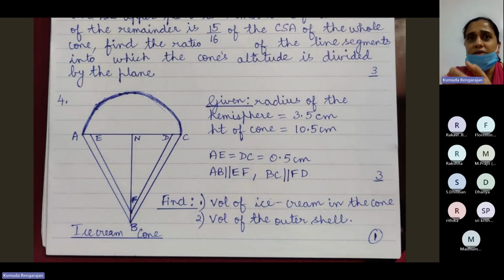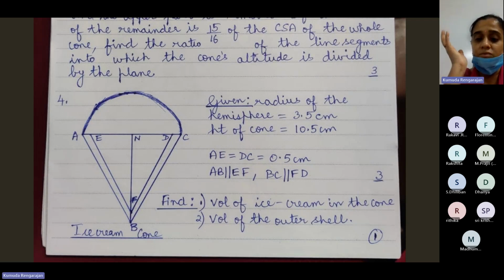So shell is that wafer I was telling. So outer shell, meaning we're talking about the wafer. Shell means the wafer here. So to find the volume of the wafer, it's the volume of the outer cone minus the volume of the inner cone. Well, that's what it is. So don't get confused by the word outer there. The outer shell is the shell. Shell itself means that wafer portion. All right.